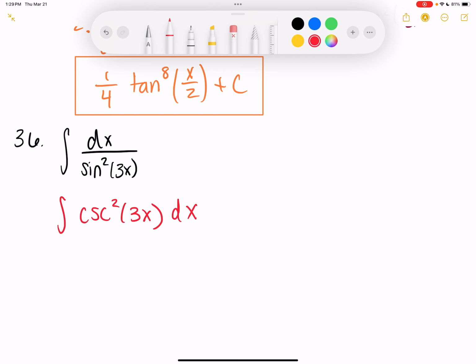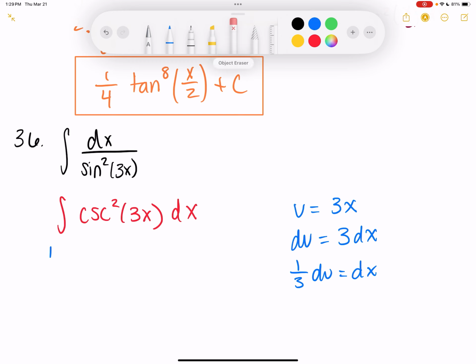Now, what do we think u is? I say 3x. We know how to solve cosine. So du would be 3 dx. Do I have a 3 dx on that side? No. So I'm going to have 1/3 du equals dx.